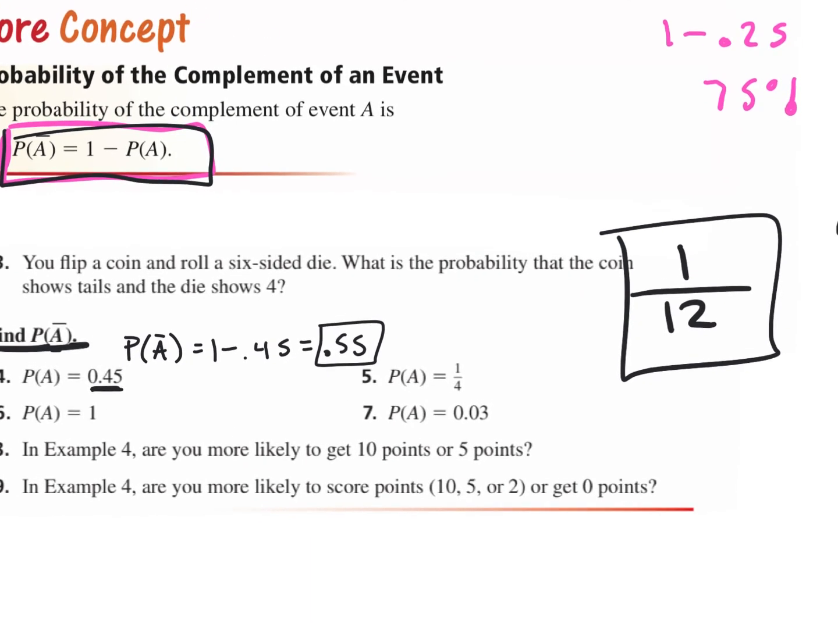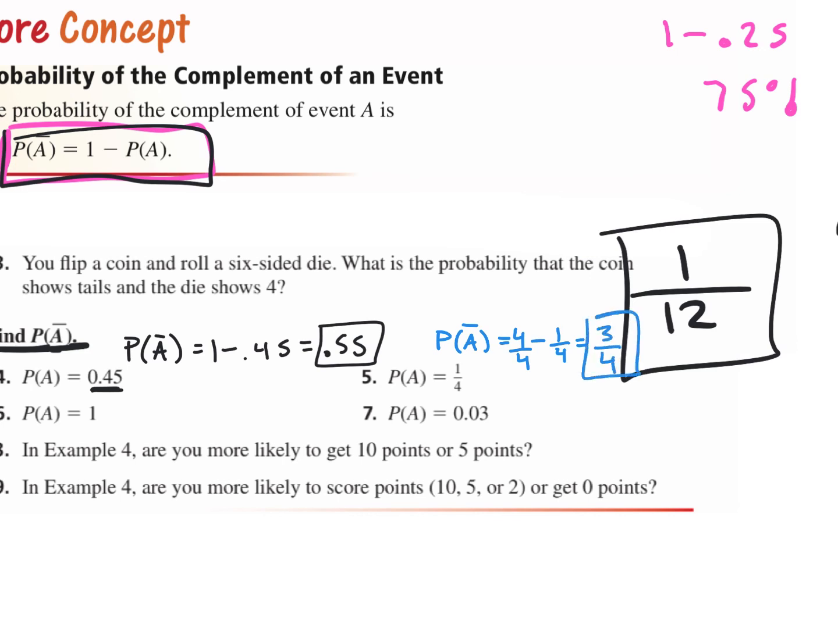Let's look at number 5. So if our probability of it happening is 1/4, how do we find the probability of the complement? Perfect. So 1 minus 1/4. Or 4/4 minus 1/4. Perfect. So what would we get? 3/4. Or 0.75. Same thing. It doesn't matter, but if this was a multiple choice test and you only saw the fraction, just know that this 3/4 is the same thing as 0.75.